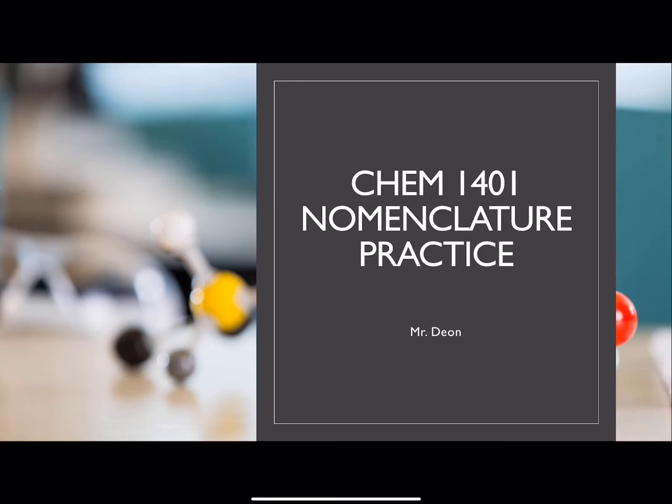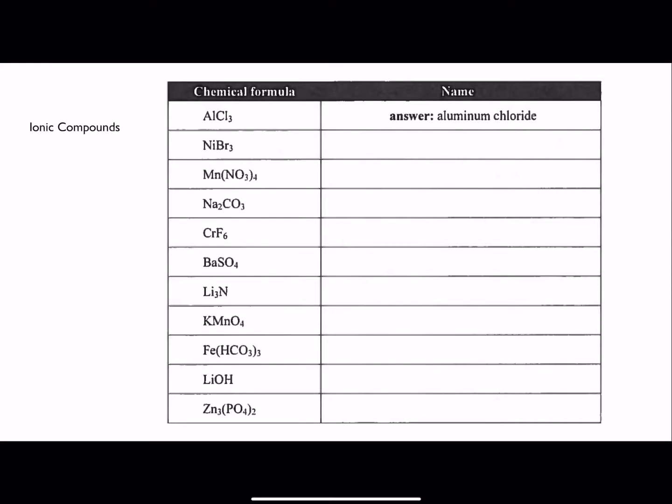All right, let's try some nomenclature practice. So let's take a look at some ionic compounds. I've provided an example here for aluminum chloride.